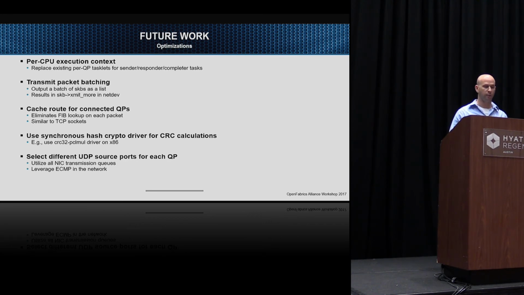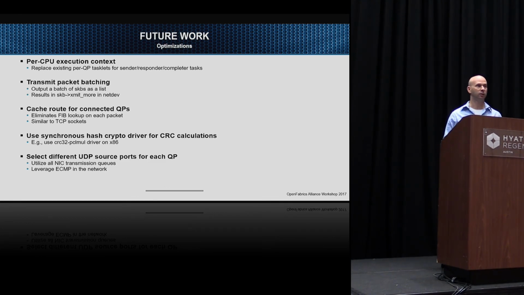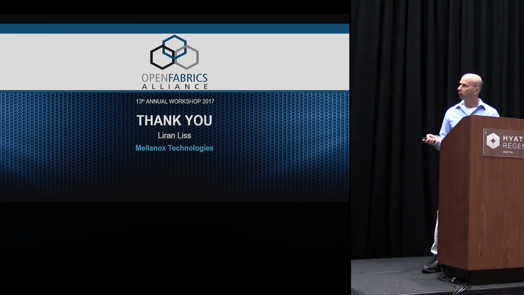And the benefit of that is twofold. First of all, we'll be able to use multiple transmission queues on the NICs. The standard select queue method does a hash, and it takes into account the UDP source port in the hash. So that's one benefit. And the other benefit is in the network, where switches can do ECMP on different reliable connected flows. And that's it.